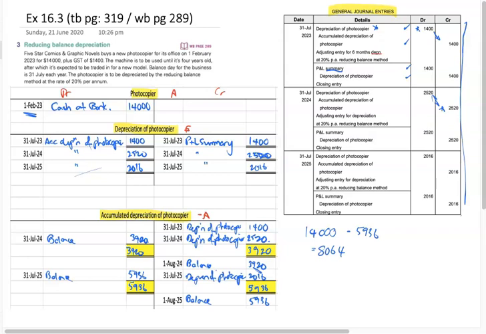Now guys, that is quite a complicated question, lots of moving parts, journals, ledgers, 3 years, different months. So quite complicated. I've gone through some of it relatively quickly. It might be hard to see on the video, so you might want to check your solutions. But that is how you do a complicated question on reducing balance depreciation. Keep practicing, keep building your skills, and you'll be a master of depreciation in no time.